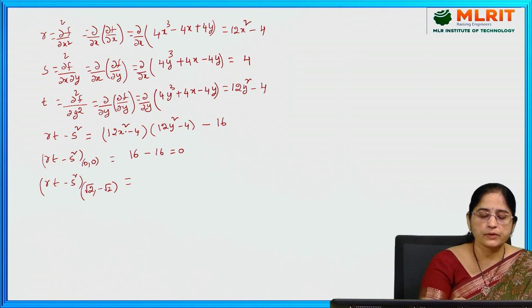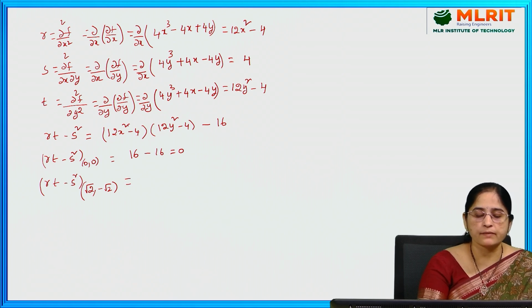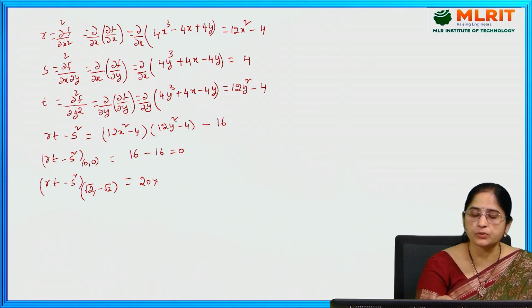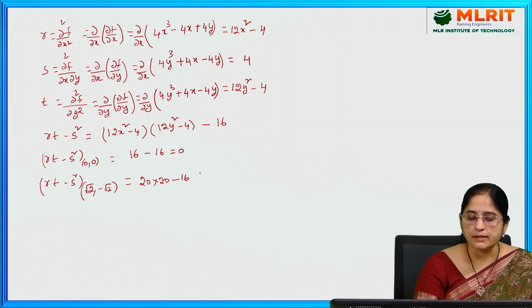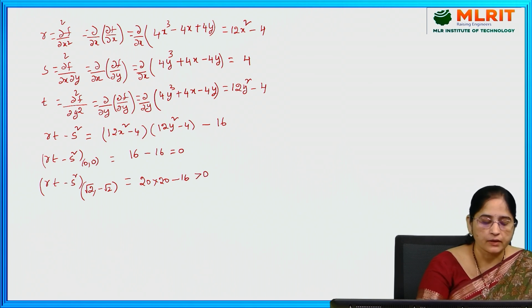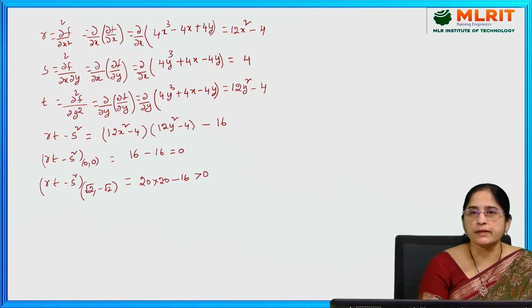So substitute x equal to root 2, x square equal to 2. So 12 into 2, 24, 24 minus 4, 20. Here also the same: minus root 2 whole square is 2, so 20. 20 into 20 is 400, minus 16. Whatever the value, that is positive, that is greater than 0. So rt minus s square is greater than 0.